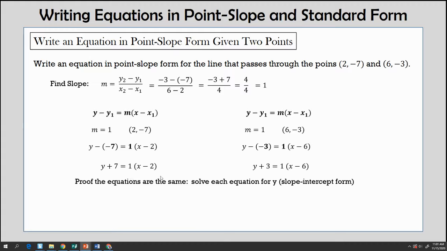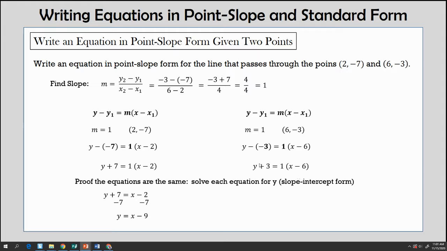So let's take this first one. Let's distribute the 1 through the parentheses. That would give me y plus 7 equals x minus 2. Subtract 7 from both sides, y equals x minus 9. That's slope-intercept form. So my slope is 1, my y-intercept is negative 9.